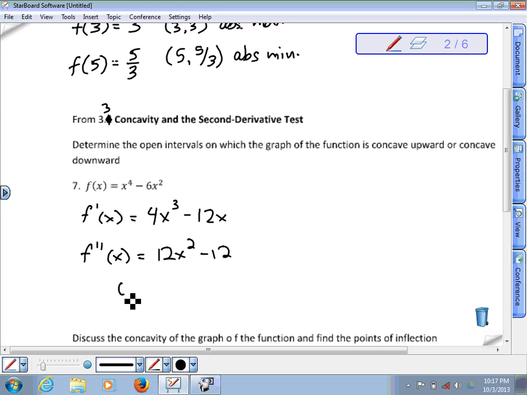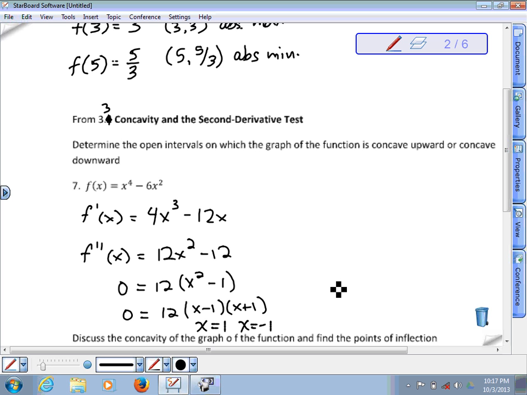That's the second derivative. If we set this equal to 0 and factor out a 12, and then factor using difference of squares, we can see that the two points of inflection here, or the two x values that make the second derivative equal to 0, are x equals 1 and x equals -1. So now this test looks like it's similar to the first derivative test. It is. It's the second derivative test, though.